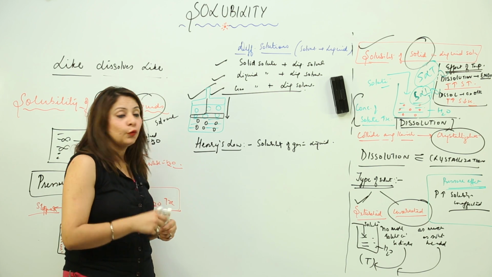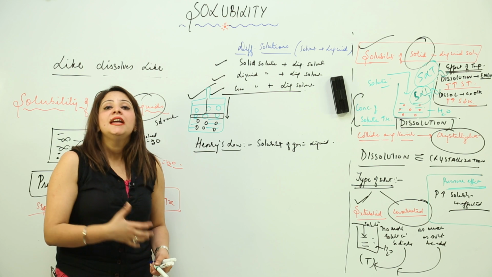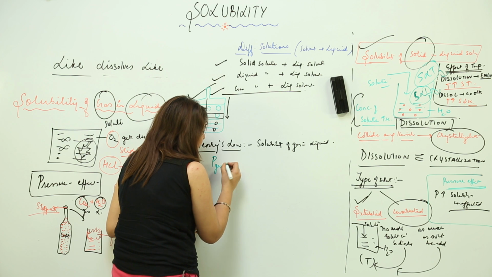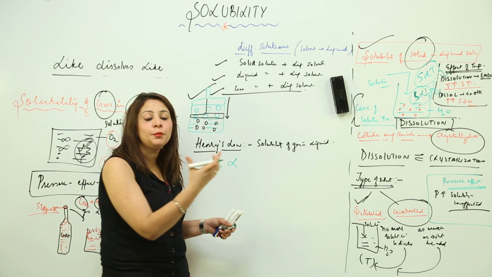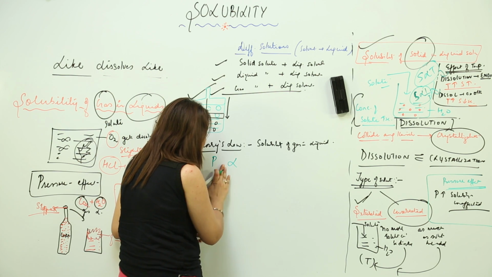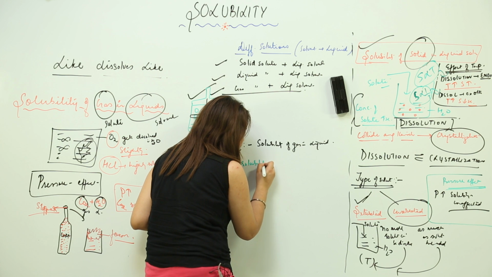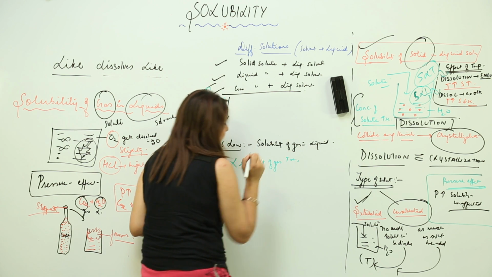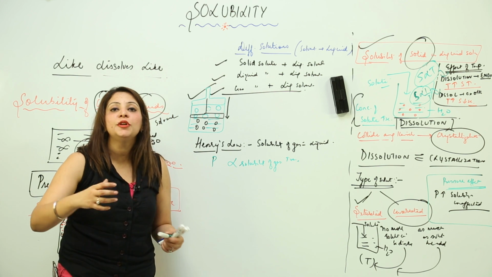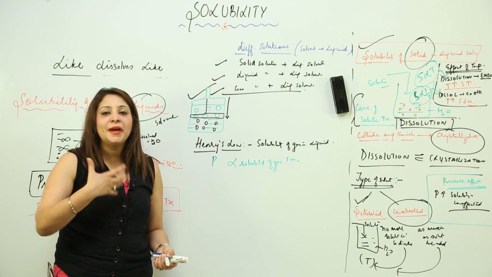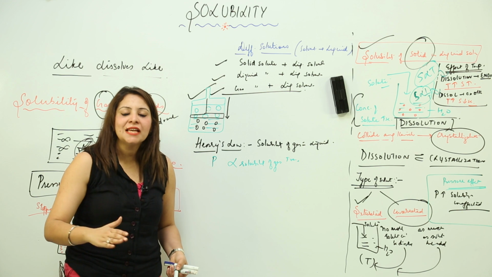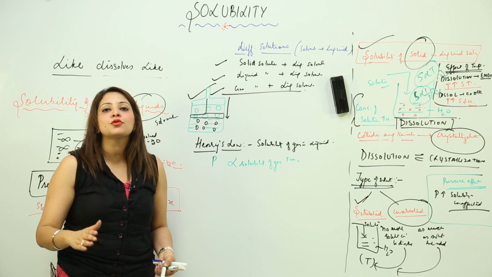So what is Henry's law? What does Henry actually state by giving his law? He states that on increasing the external pressure of the gas, the solubility of gas increases. That means the solubility of gas is directly proportional to the pressure applied. It states that the solubility of a gas in a given liquid is directly proportional to the pressure applied.